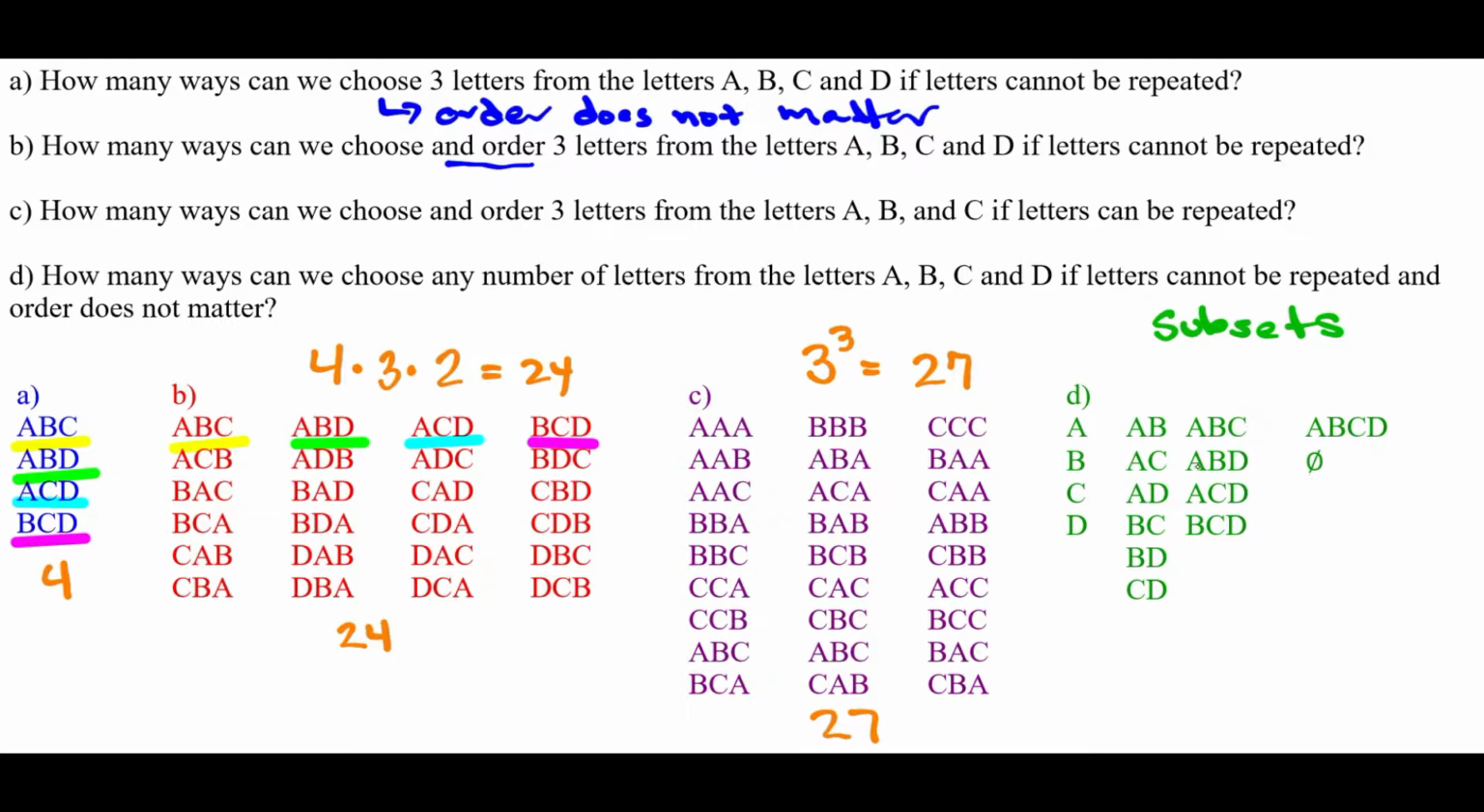If you look at how many options we have here, we've got 4 ways to choose 1 letter, 6 ways to choose 2 different letters, 4 ways to choose 3 different letters, and then 1 way to choose all 4 and 1 way to choose none of them. So this gives me 10, 14, 15, 16. So I've got 16 different ways that can happen.